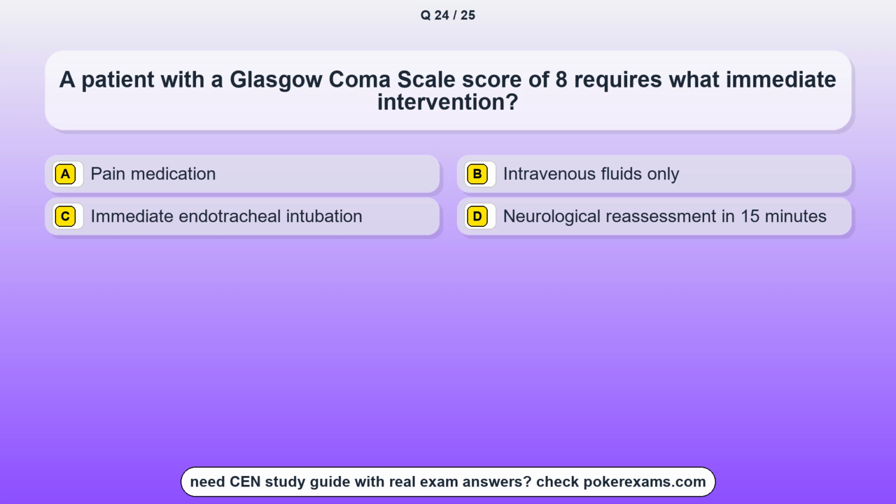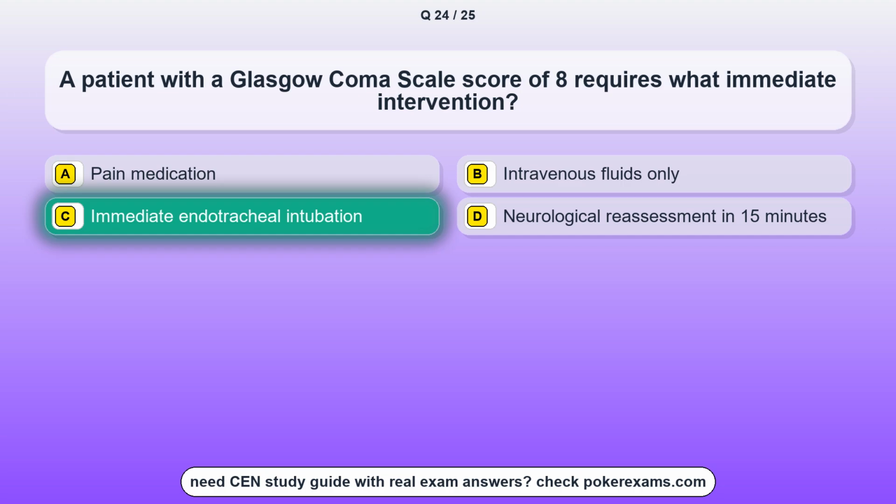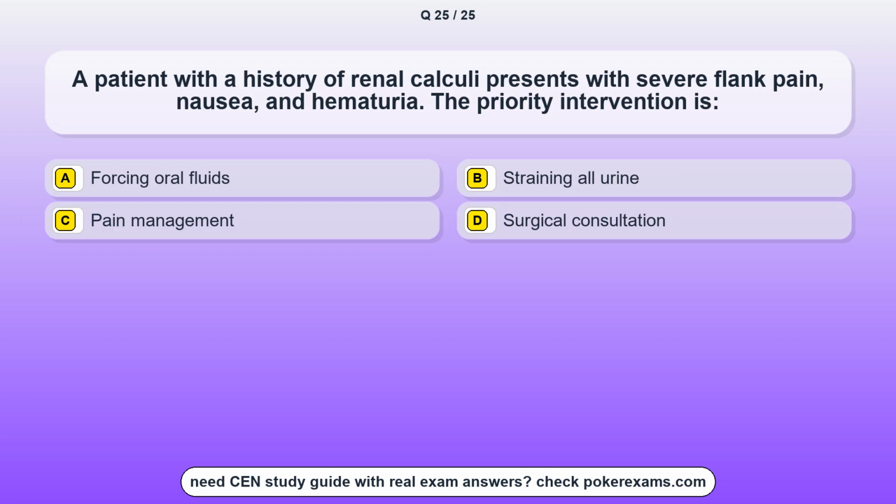Question 24. A patient with a Glasgow Coma Scale score of 8 requires what immediate intervention? Option A: pain medication. Option B: intravenous fluids only. Option C: immediate endotracheal intubation. Option D: a neurological reassessment in 15 minutes. The correct answer is option C: immediate endotracheal intubation.